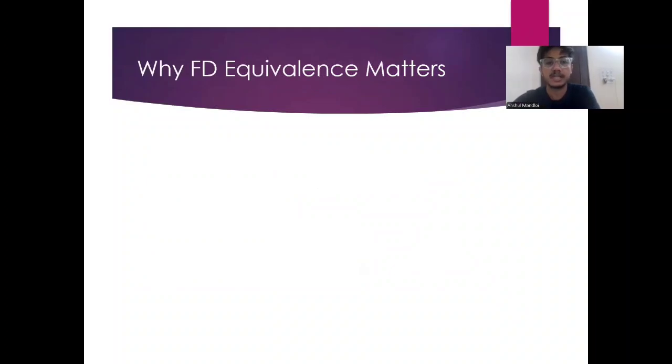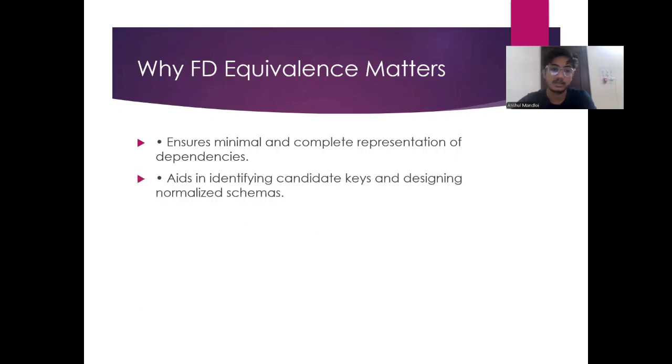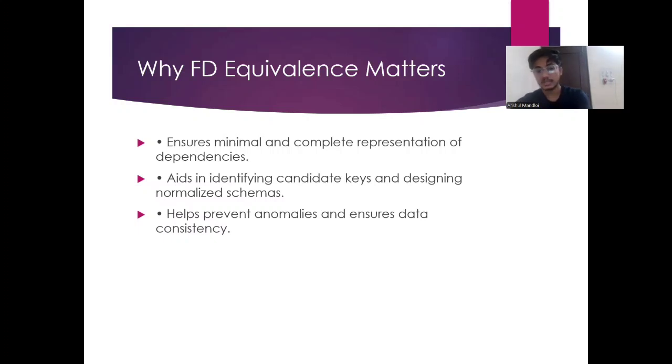In the next case, we are going to discuss why functional dependency equivalence matters. First point, it ensures minimal and complete representation of dependencies. Complete representation of dependency is very important. It aids in identifying candidate keys and designing normalized schemas. It helps prevent anomalies and ensure data consistency. Consistency is again very important for functional dependency.